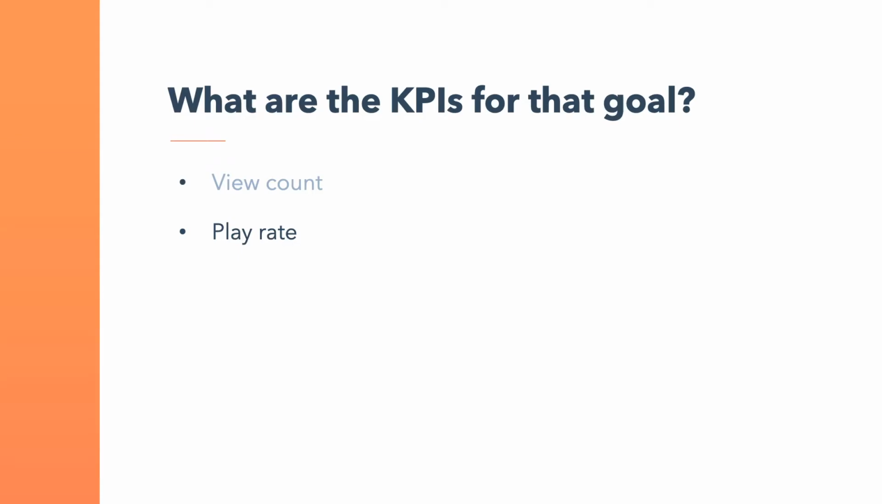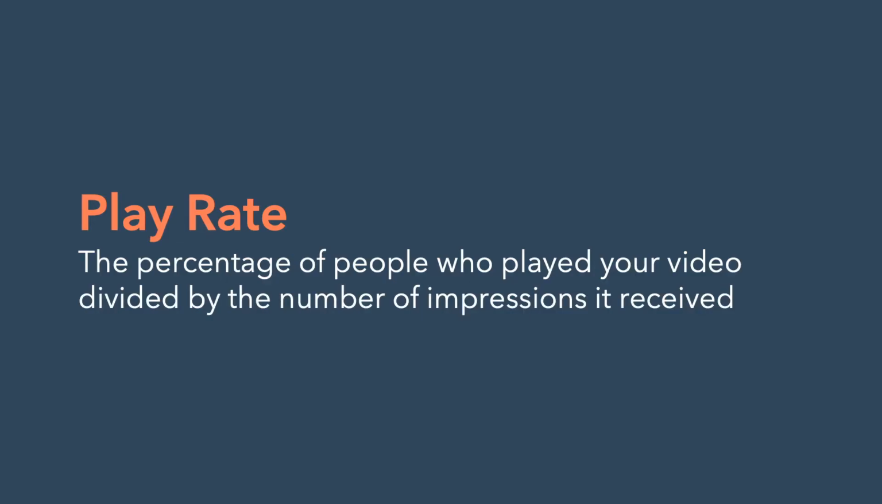Next is a play rate. Play rate is the percentage of people who played your video divided by the number of impressions it received. This metric helps determine how relevant or appealing your video is to your audience. If hundreds of thousands of people see a video, but only a few hundred people play it, it's probably time to optimize your content, like updating the thumbnail of the video.